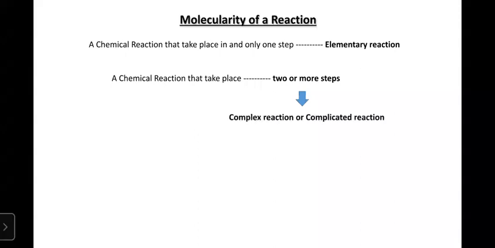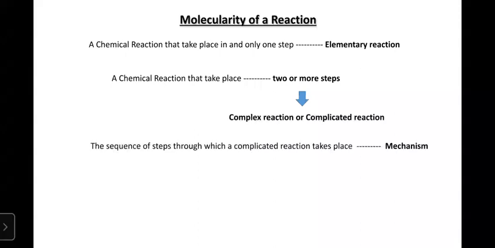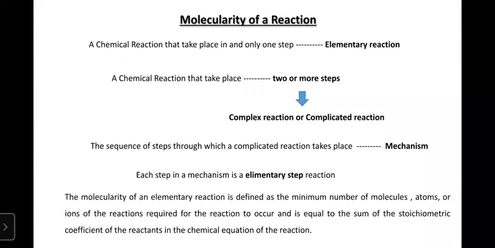Okay, so the molecularity of a reaction can be defined only for an elementary reaction, right? The sequence of steps through which a complicated reaction takes place is what we call the mechanism. Each step in a mechanism we should consider as an elementary reaction. For an elementary reaction only, we can define the molecularity. The molecularity of the reaction is defined as the minimum number of molecules or atoms or ions taking part in the chemical reaction.